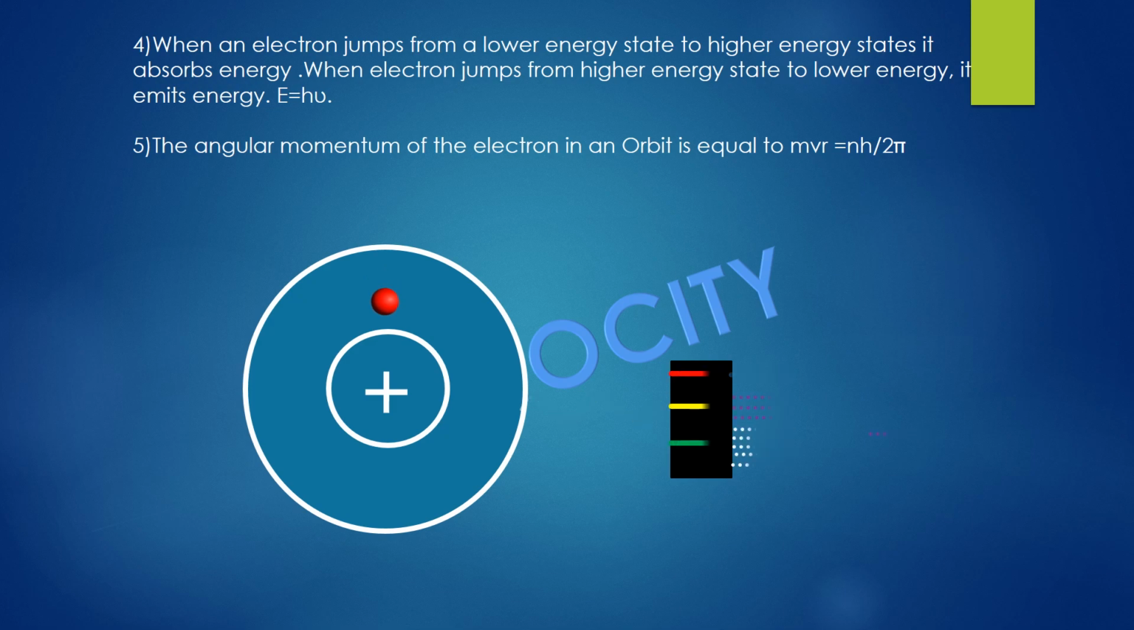Bohr successfully explained the spectrum of the hydrogen atom, but failed to explain why the angular momentum is quantized. Next, another one, what is that? Splitting of spectral lines. He failed to explain why the splitting of spectral lines is taking place.